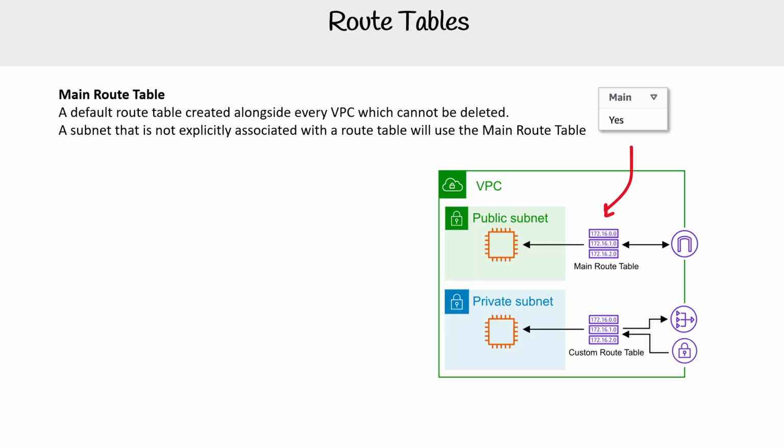So here's a diagram of the main route table being used, and it's going out to an internet gateway, and it's associated with some public subnets, the default public subnets that are part of the default VPC in your area.